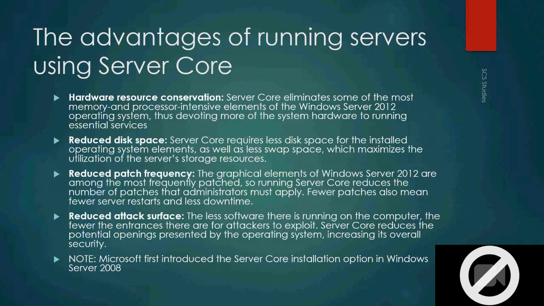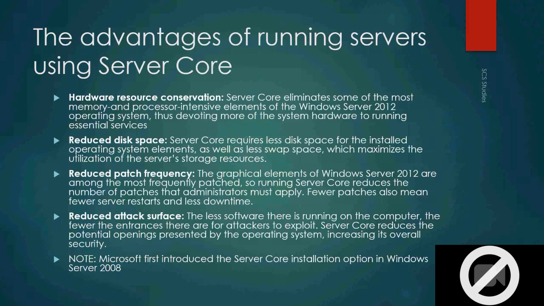Server core required less disk space for the installed operating system elements, as well as less swap space. So what is swap space? It is just like a page file. This is a space of a hard disk which acts like a RAM, but it is not a RAM. It is a part of a hard disk which contains some of the static data to process, to communicate with the RAM faster, which maximizes the utilization of server storage resources.